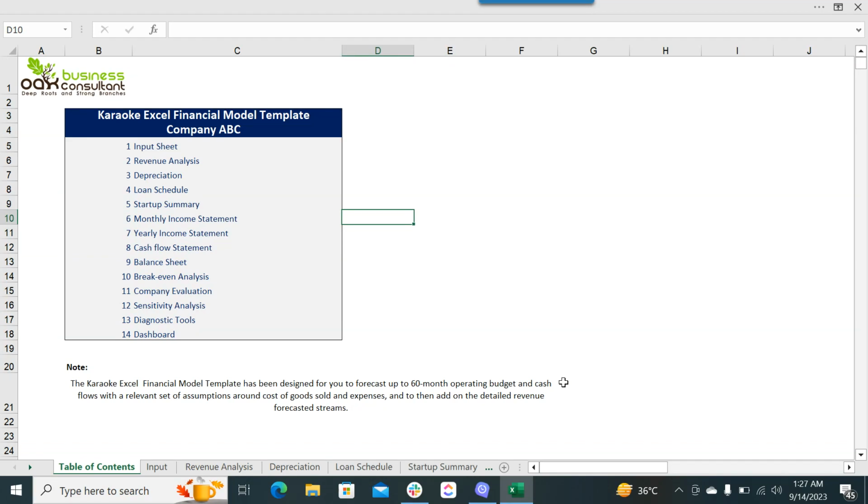Business Consultant presents an excellent financial model template for karaoke business. It has been designed for you to forecast up to 60-month operating budget and cash flows with a relevant set of assumptions. So let's dive in.